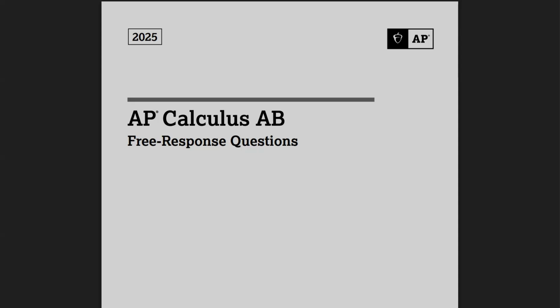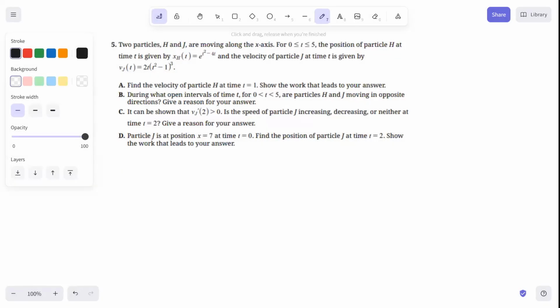In this video, I'm going to dive deep into the solution to free response question number 5. Number 5, here we have two particles. For particle H, we are given the position function, and for particle J, we are given the velocity function. In part A, we're asked to find the velocity of particle H at time t equals 1, showing the work.